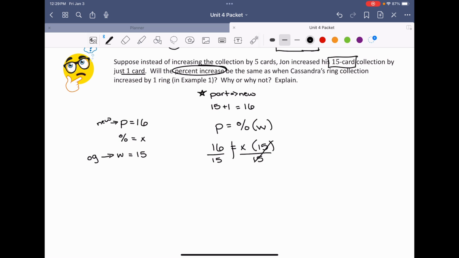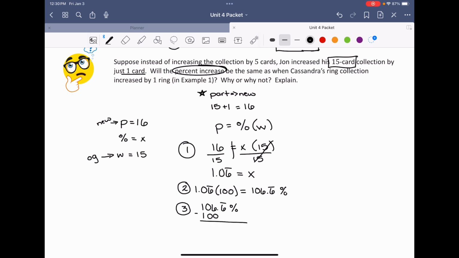16 divided by 15 is going to give us 1.06 repeating. We have to change that to a percent, multiply by 100 or use the calculator with the second button and the percent key. So we have 106.6 repeating percent. And last, we're going to subtract. So 106.6 minus 100. So we've got 6.6 repeating percent.